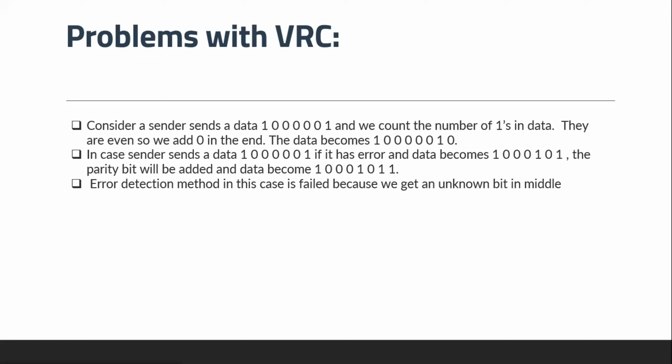In case a sender sends a data 1000001, if it has error and data becomes 1000101, the parity bit will be added and the data becomes 10001011. Error detection method in this case is failed because we get an unknown bit in the middle. Whenever an even number of bits are changed in the data during transmission, either there is an error or not, VRC will accept the data and will not detect the error. So this is the major problem with vertical redundancy check.